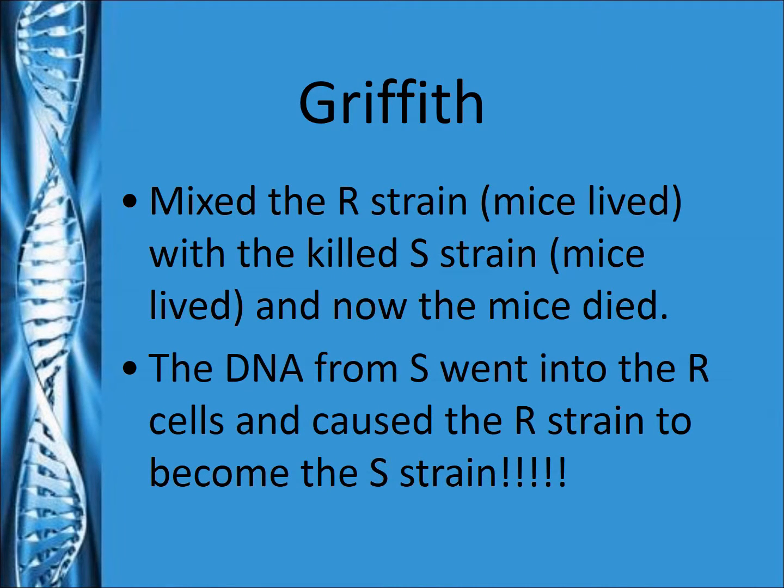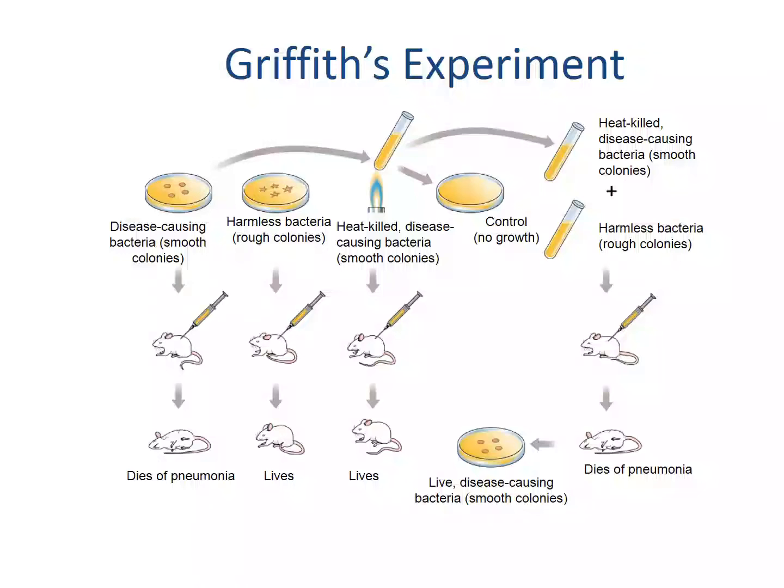The fourth group, he took the R strain which had lived, and he had those living bacteria, and he mixed them with the heat-killed S strain. And when he mixed those together and injected them into the mice, he now saw that those mice died. So the DNA from the S must have somehow gotten into the R cells, causing the R strain to become S strain, and the S strain we know is deadly.